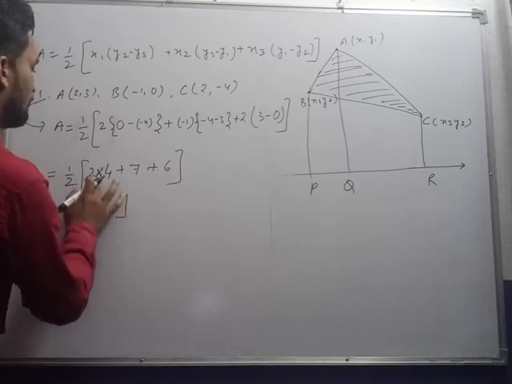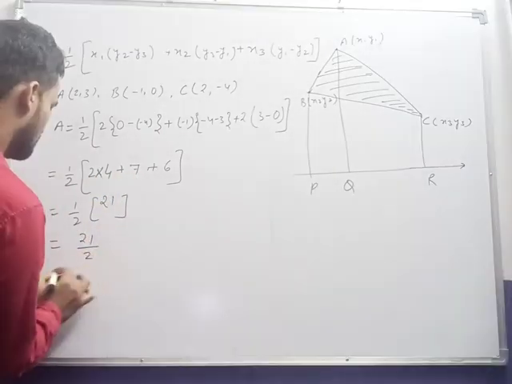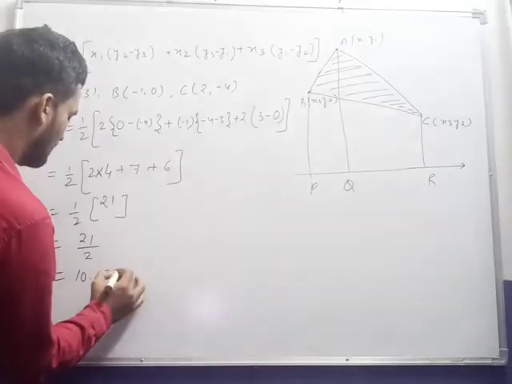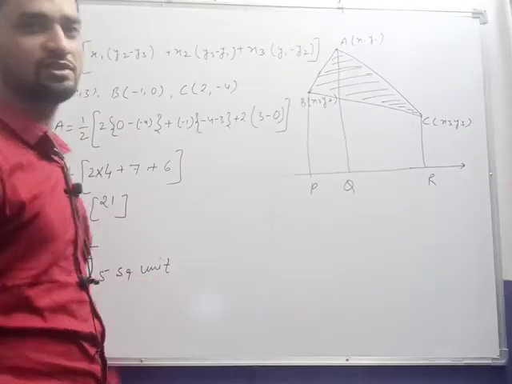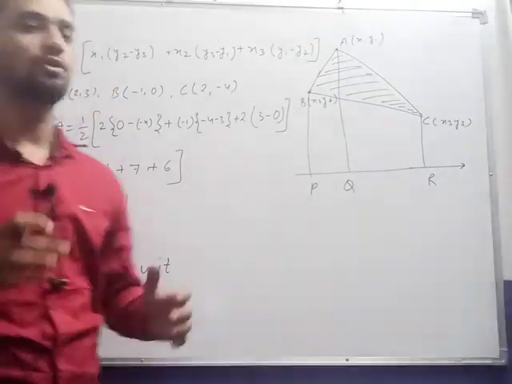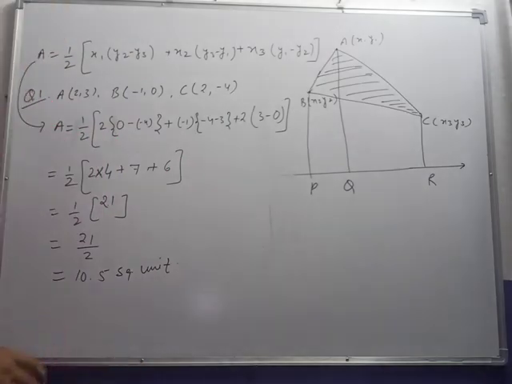So 2 times 4 is 8, 15, 21, and this will be 21 by 2, that is 10.5 square units. So this will be the area, and this is the way to find the area when all the coordinates are given. So you can solve and practice. Thank you.